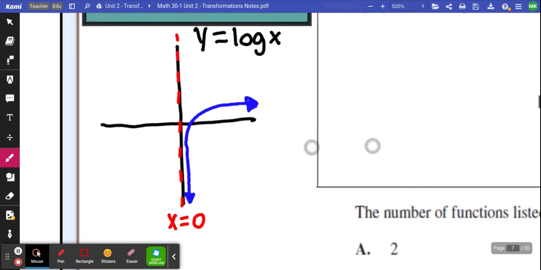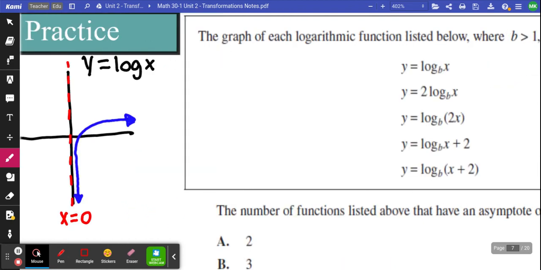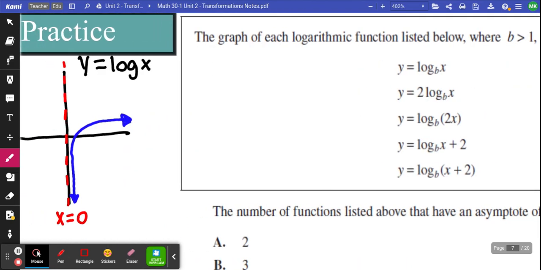Okay, now if you look, they took that basic log function and they did a whole bunch of different things to it. Okay, there's your basic one. Then they put a 2 in front, then they put a 2 inside, then they added 2, then they added 2 on the inside. They did all different kinds of things. We're going to try to figure out which ones would leave the asymptote at x equals 0. Fair? Do we see our goal of what we're trying to do?